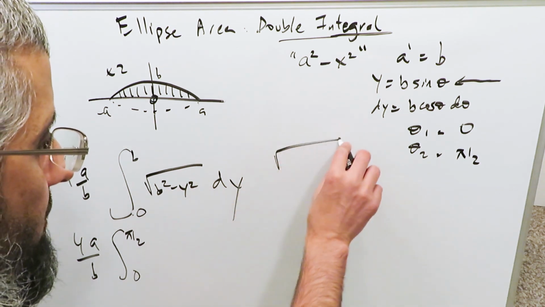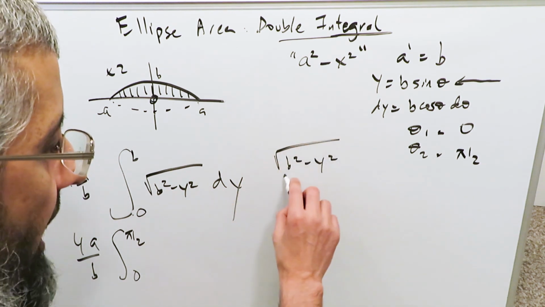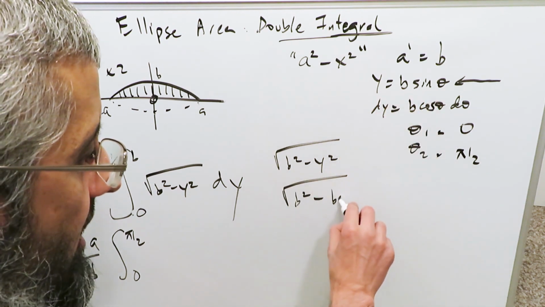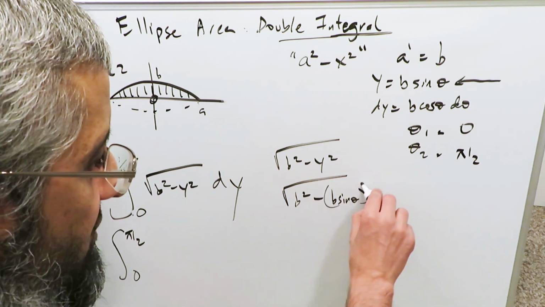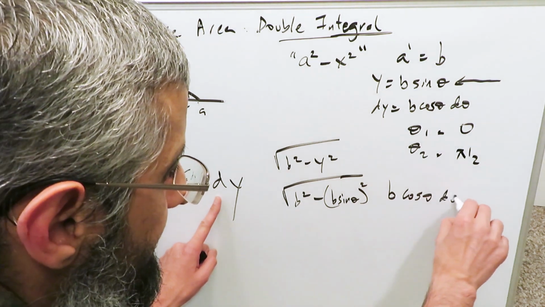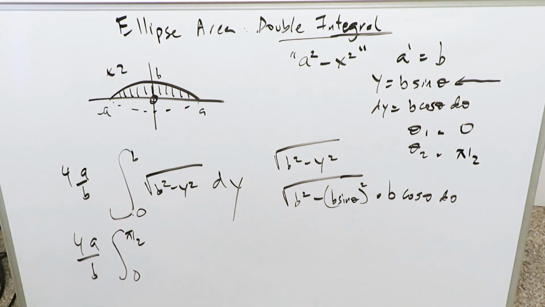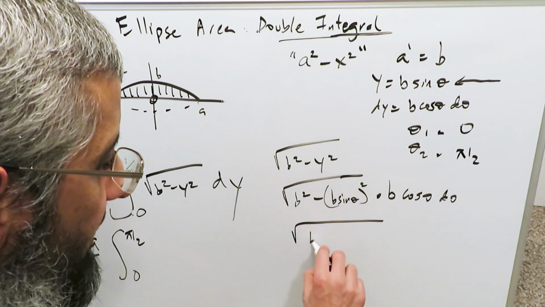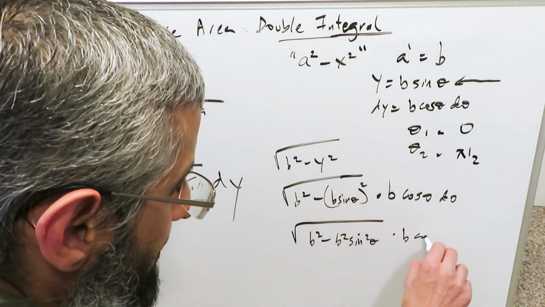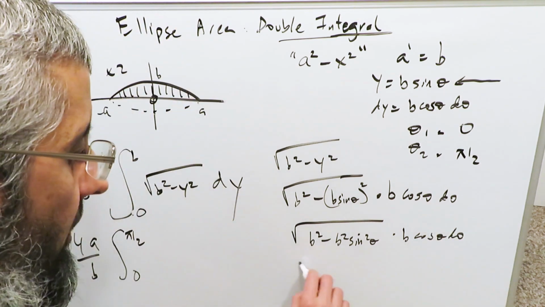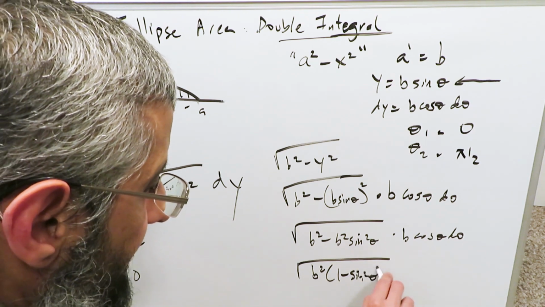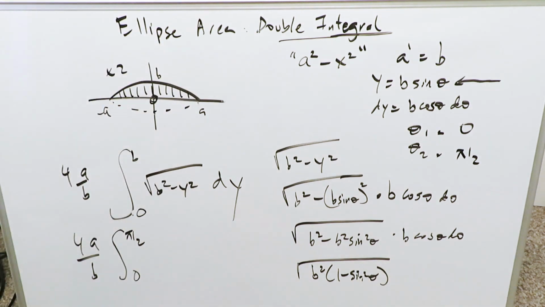I have here a square root of a b square minus y square. I know b square represents my constant and my variable y is represented by b sine theta, and I'm bringing that right here and I'm squaring it. Then I have a dy which is represented by b cosine theta d theta, which is multiplying with everything as you see right here. When you look right here at the square root, you're looking at a b square minus b square sine square theta times a b cosine theta d theta. When you look again in the root, you can isolate a b square and you're looking at a 1 minus sine square theta. Forget this part for the time being, focus only here.